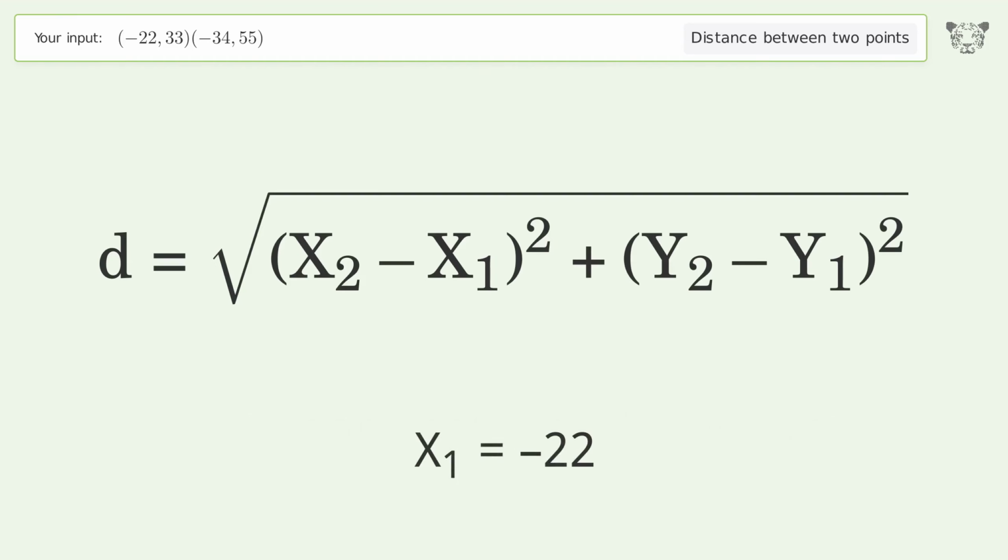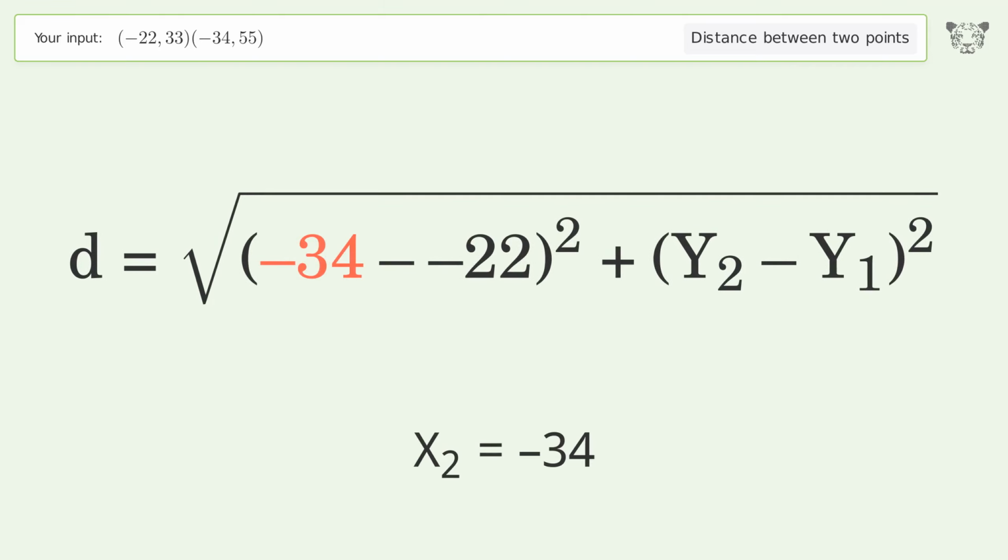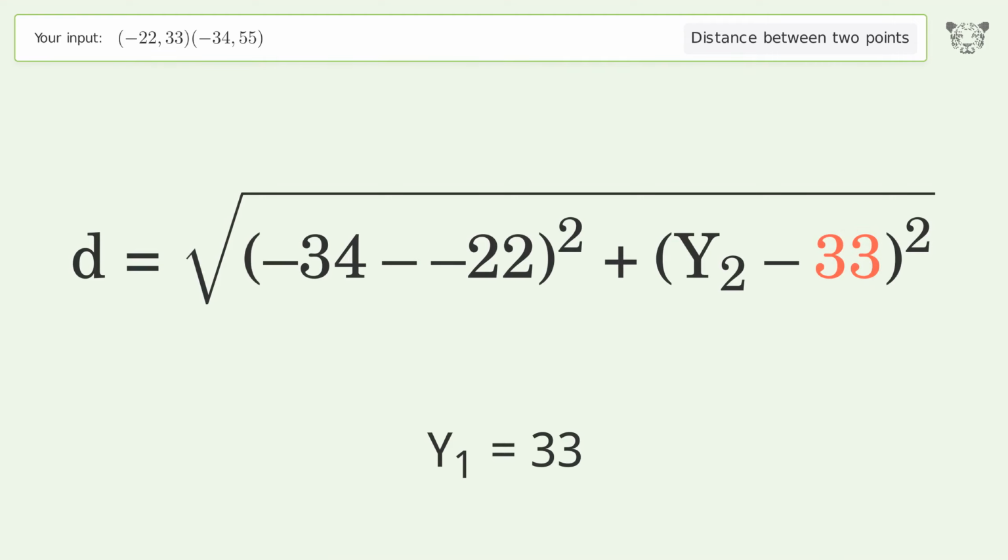x1 equals -22. x2 equals -34. y1 equals 33. y2 equals 55.